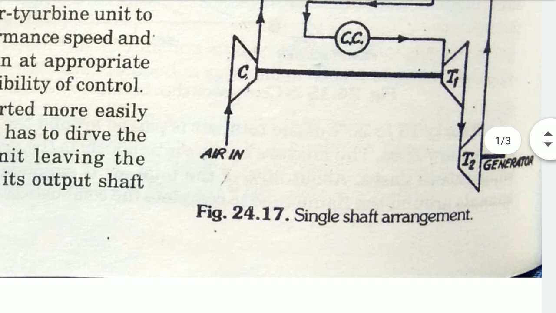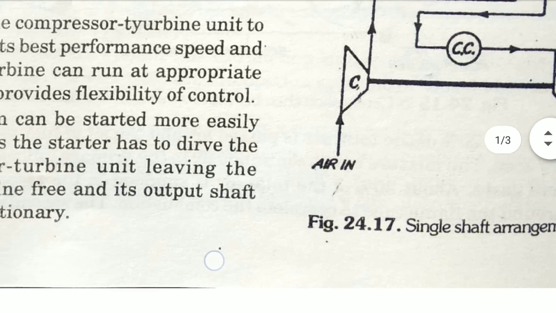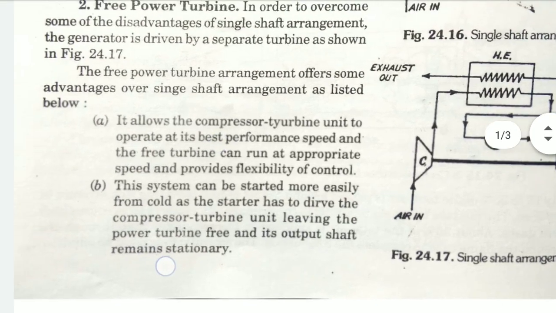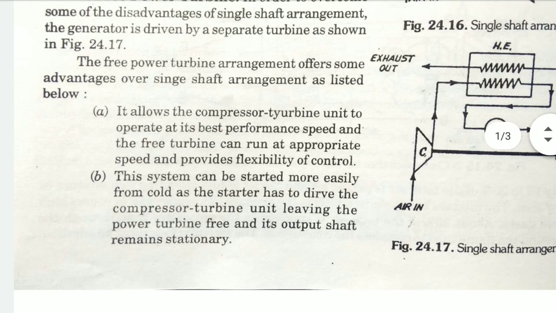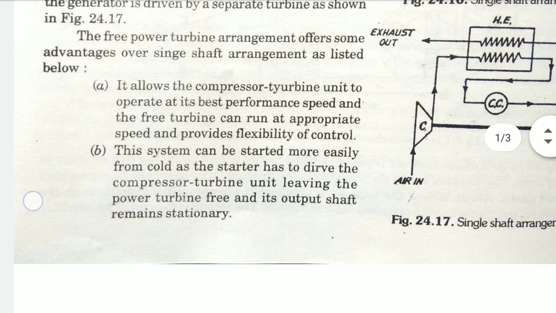Meaning if you see the T2 turbine, whatever mechanical energy is converted in the turbine is converted again into electrical energy. So it offers some advantages over the single shaft. It allows the compressor turbine unit to operate at its best performance speed, and the free turbine can run at an appropriate speed and provide flexibility in the control.